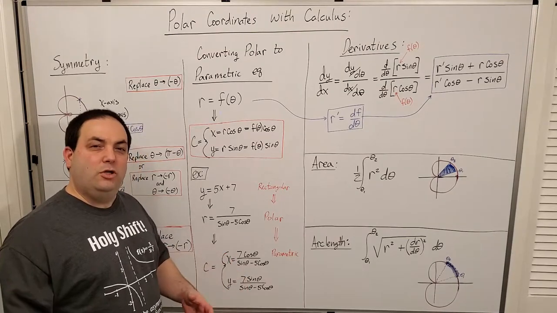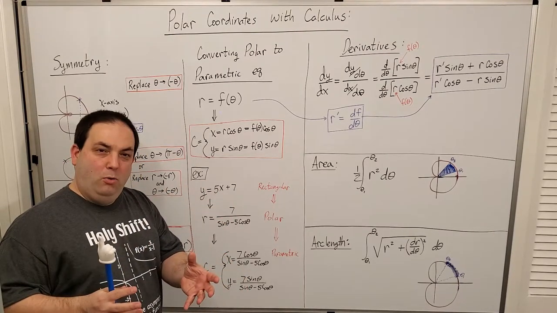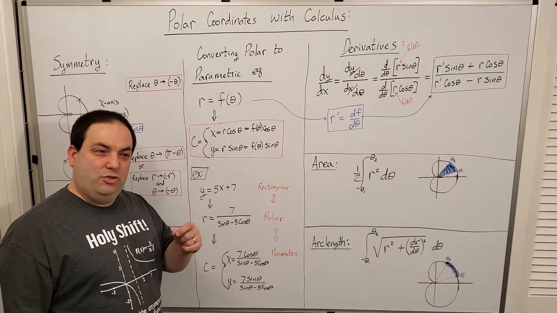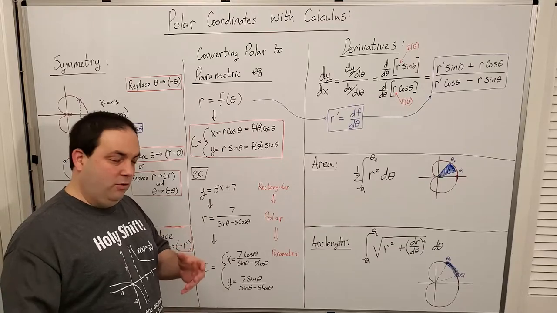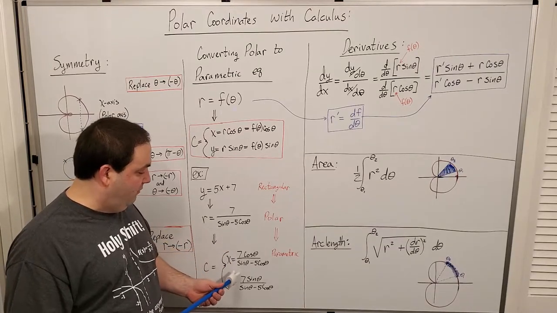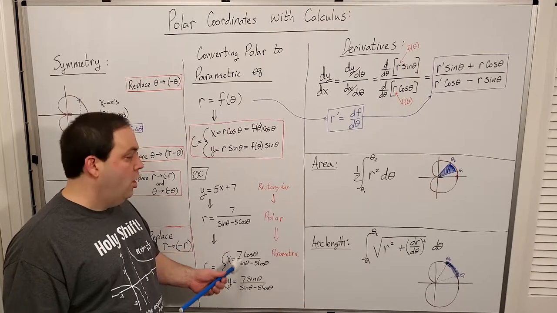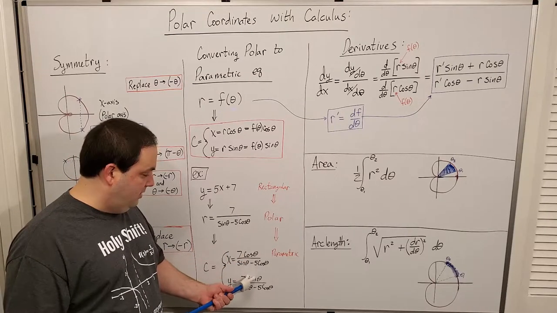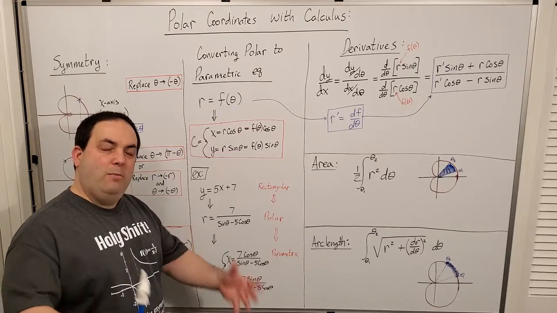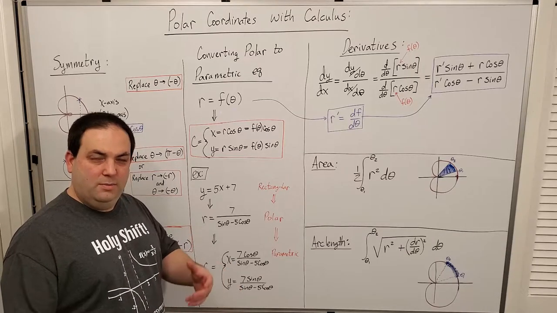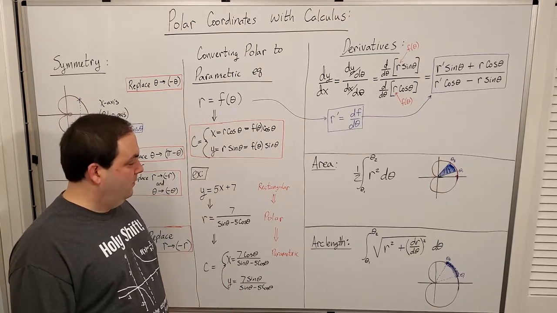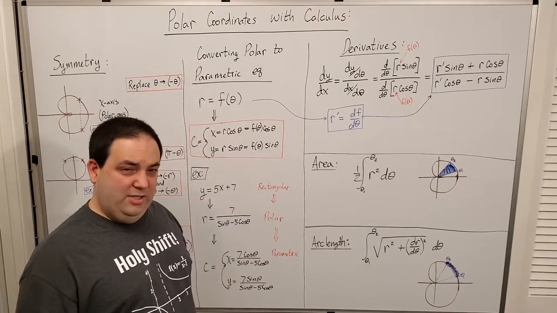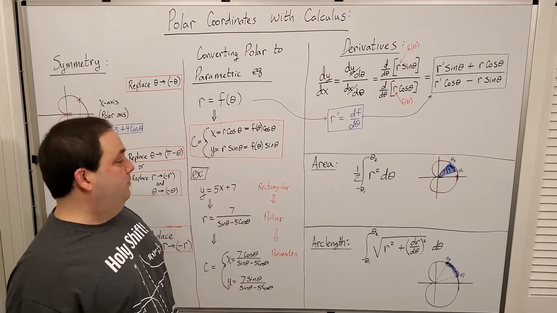GeoGebra has really good graphics of the polar grid and things like that, but it's easier to design functions in polar form that have been converted into a parametric version of the polar curve just by multiplying cosine and sine to your x and y and putting it into your curve function to make it a parametric curve. Okay, so it's very handy to be able to convert these for technology's sake, for your understanding as well.